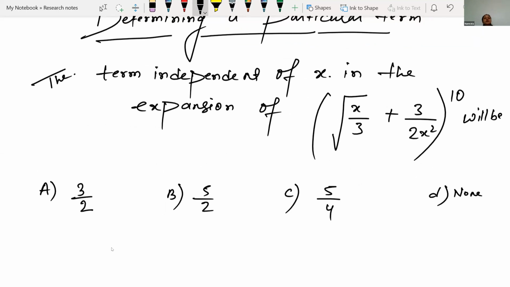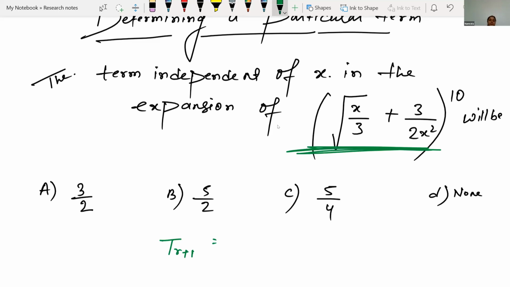The term independent of x. How will we find that? Here we don't know which term will be independent of x. Once we do the binomial expansion of this power 10, maybe x and x will cancel out each other, and maybe there will be no x in one of the terms. It can be the case. But which term will that be? We don't know. For that, are we going to expand it completely? No, we are not going to expand it completely. What we will say is, let's say the r plus 1th term is independent of x. Let's say the r plus 1th term is such a term in this binomial expansion where x is not there.